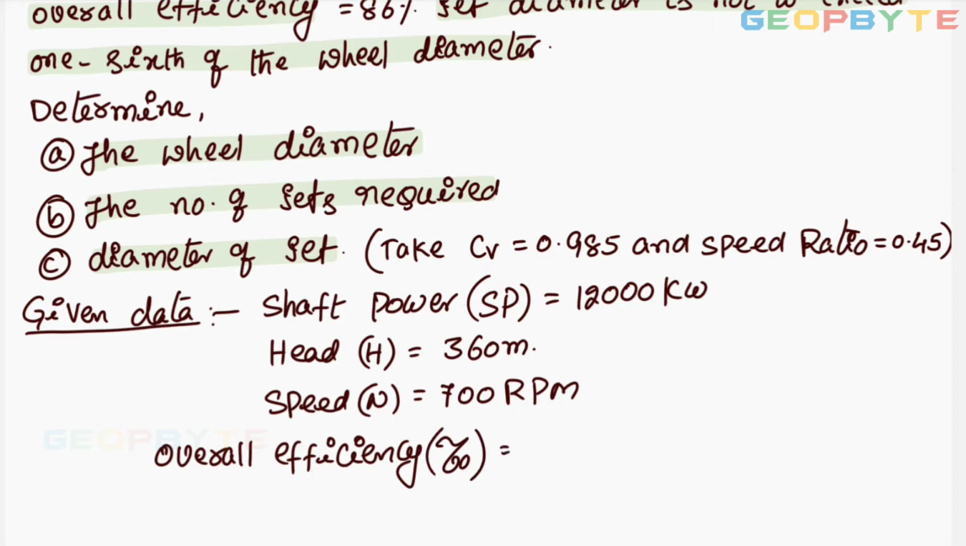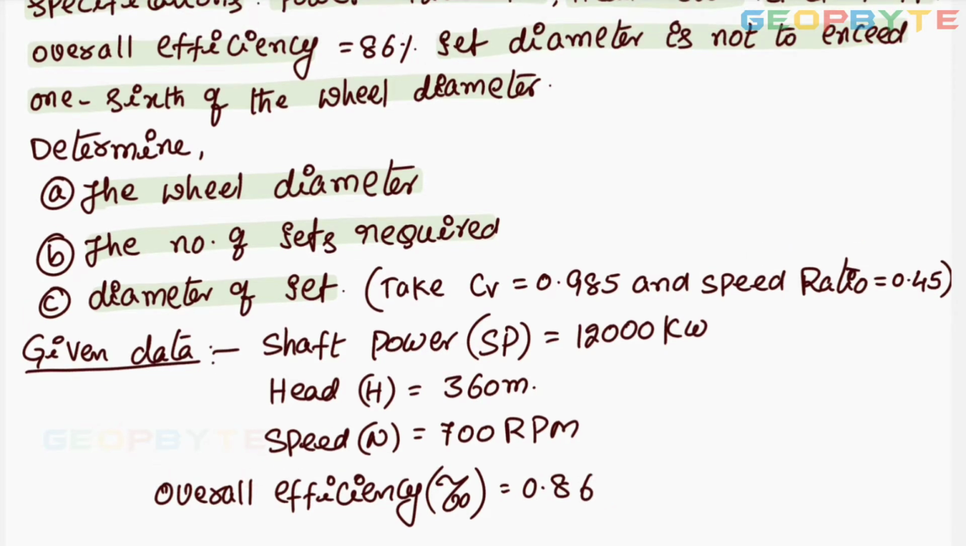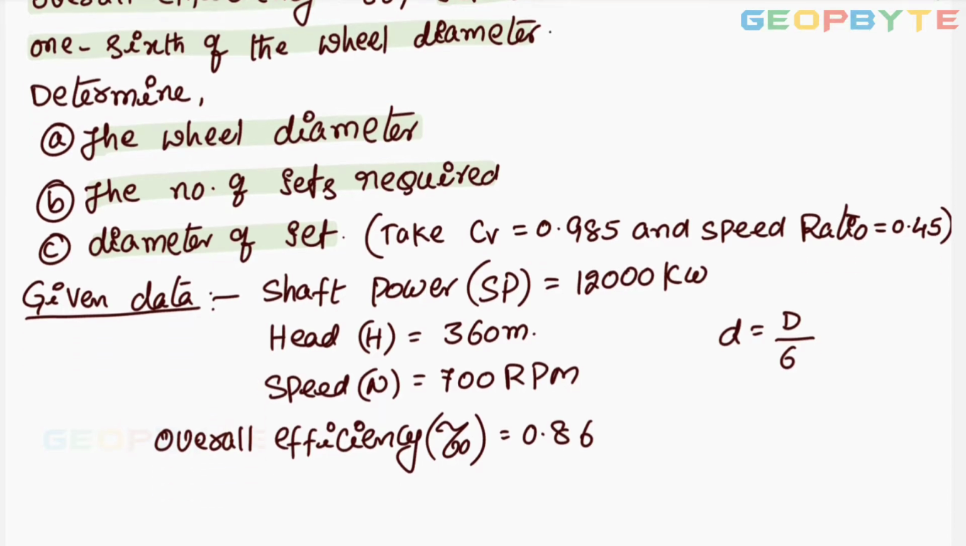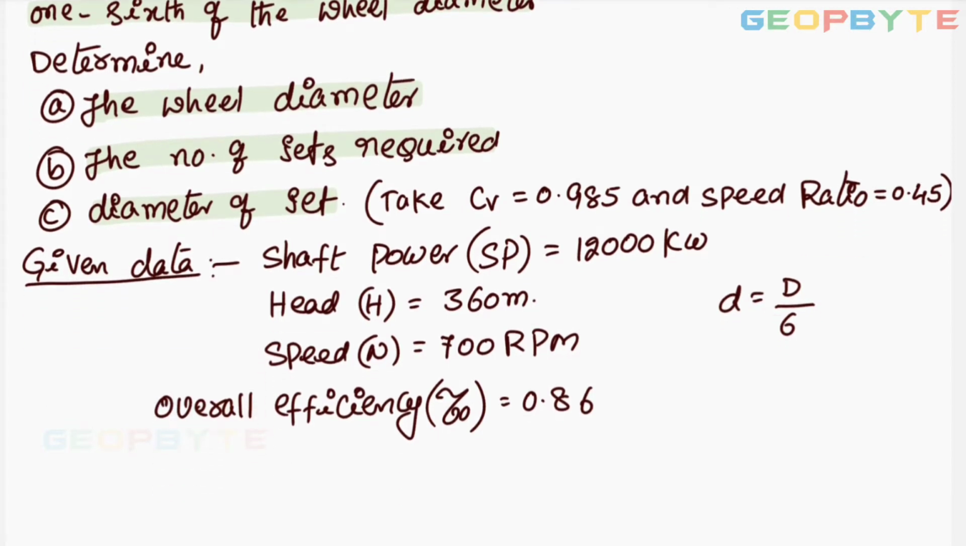equal to 0.86. Jet diameter is not to exceed 1/6 of the wheel diameter. Jet diameter small d equal to wheel diameter divided by 6. So that is the data. You are asked to find first the wheel diameter.